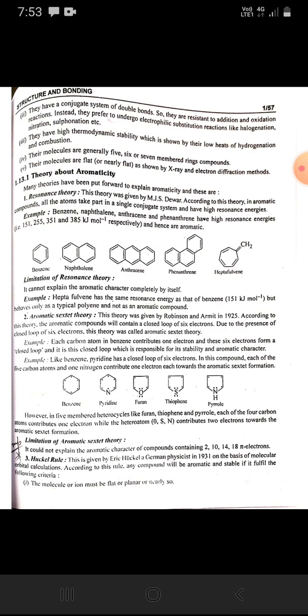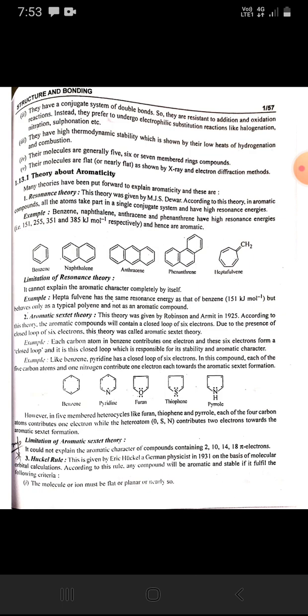Theories about aromaticity. Many theories have been put forward to explain aromaticity, and these are: first one is resonance theory. This theory was given by M.J.S. Dewar. According to this theory, in aromatic compounds, all the atoms take part in a single conjugate system and have high resonance energies. Example: benzene, naphthalene, anthracene, and phenanthrene have high resonance energy and hence are aromatic.